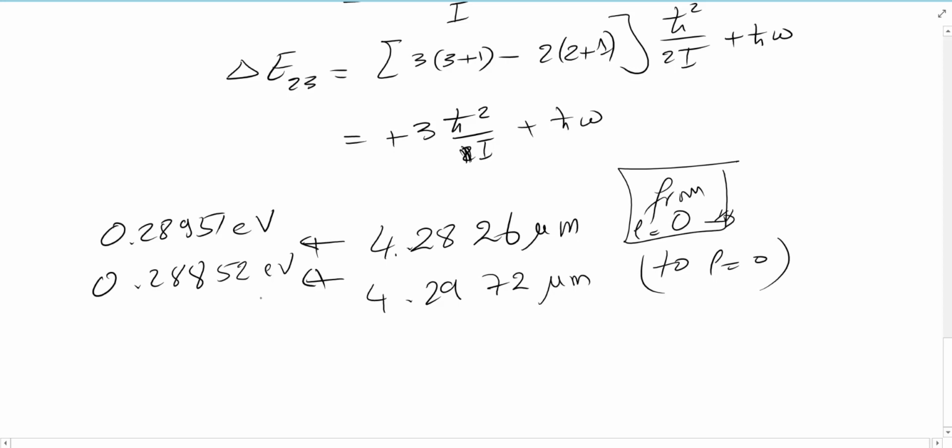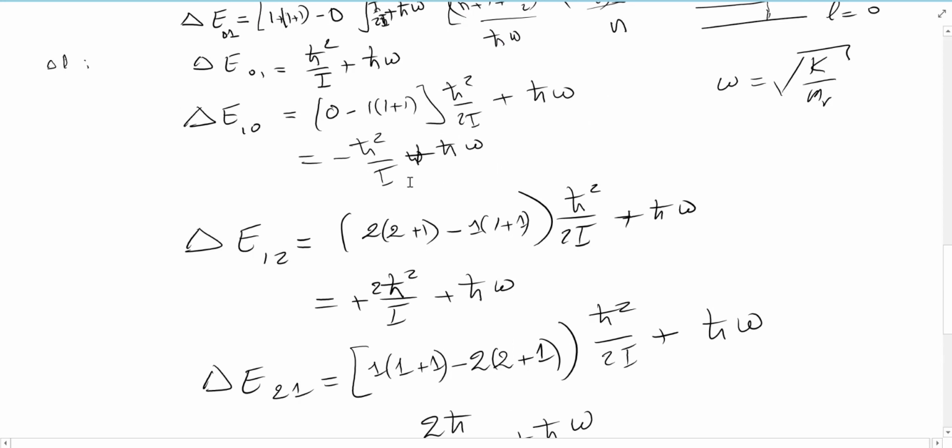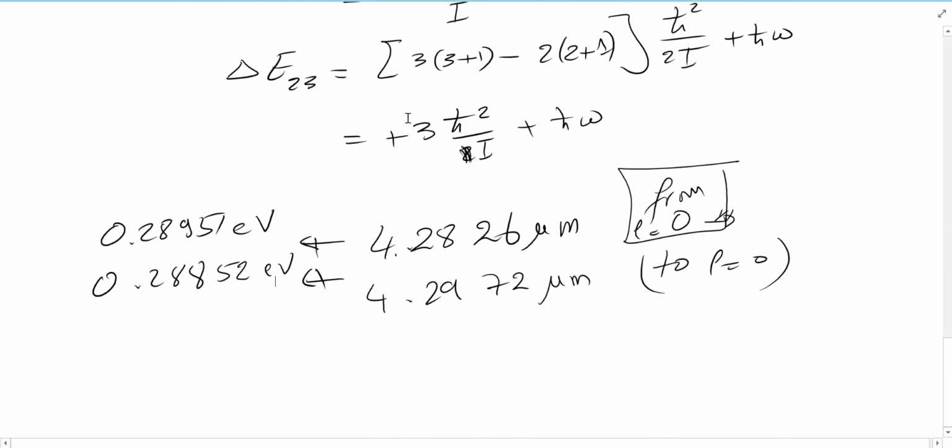Okay, so according to the spectra, the first one is h bar squared over I plus h bar omega, and the other one is the same thing. So is it negative or positive? Positive h bar squared over I plus h bar omega, and the other one is negative h bar squared over I plus h bar omega. Okay. Part D, determine the value of h bar omega, basically.